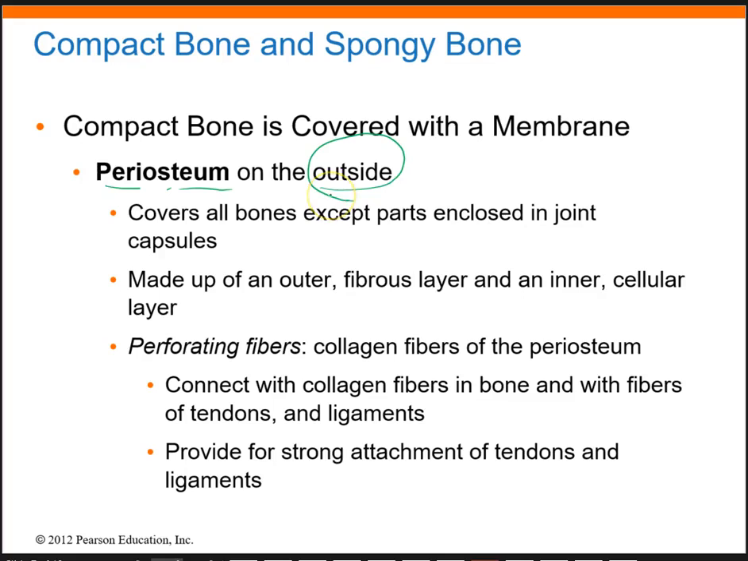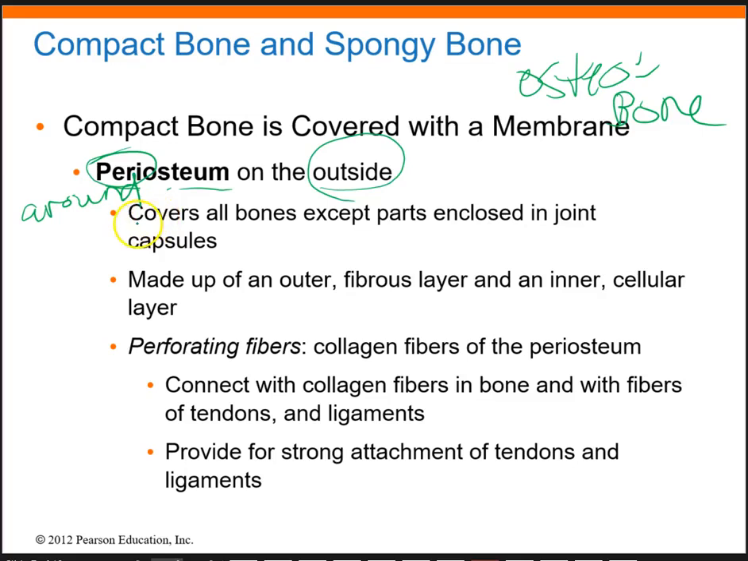If you haven't noticed yet, we keep seeing osteo, right? Osteocyte, osteoblast, periosteum. Osteo means bone. Okay? Osteo means bone. Peri means around. So the periosteum goes around the bone, around the outside of the bone.